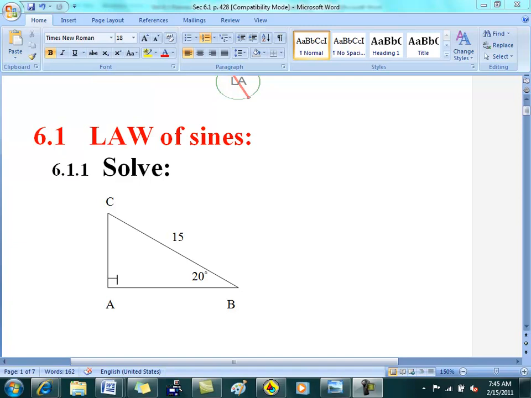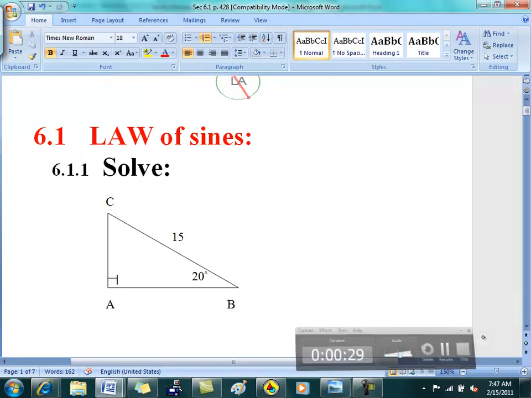Finding out angles and finding out sides. Yeah, how many things are there in a triangle? 6. So you're given 3, you need to find the other 3, okay? And I'm going to pause here for a minute and let you.